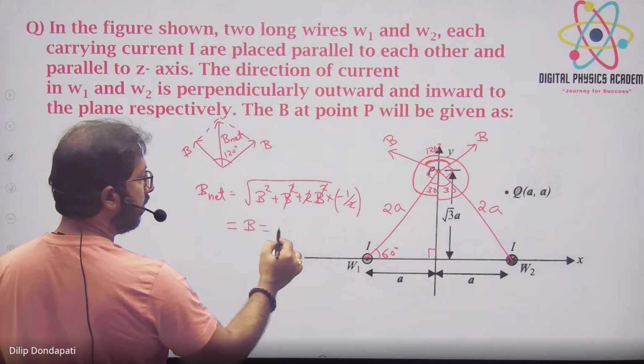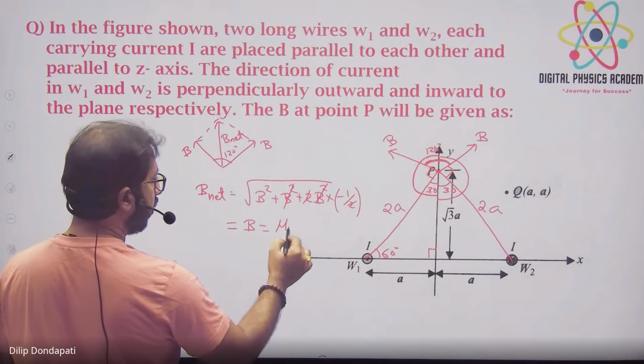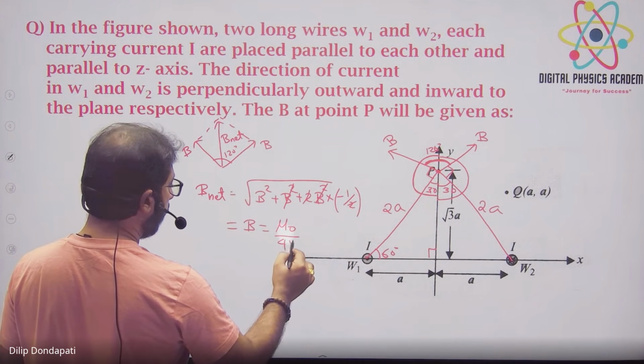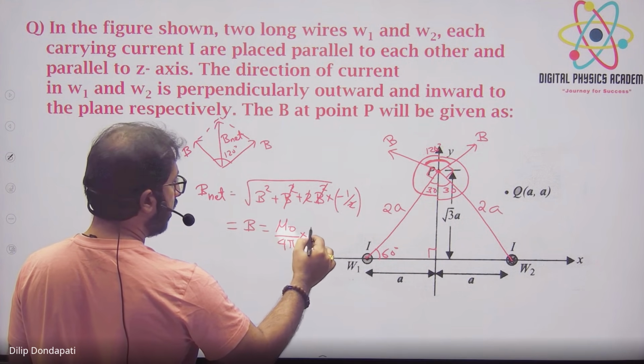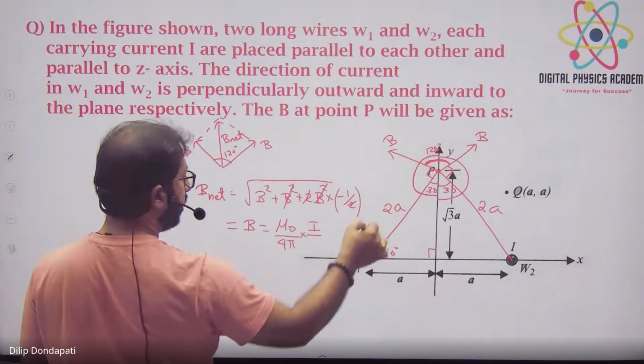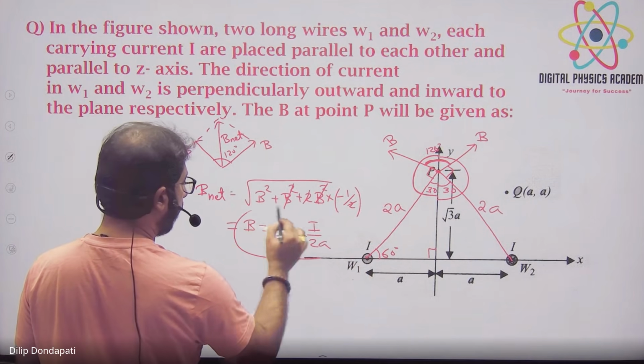So B is nothing but mu naught by 4 pi into I by A. These are infinite wires, right? I is the current, I only, by the distance, which is 2A. This is the answer.